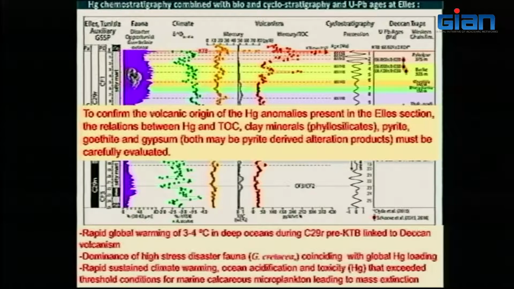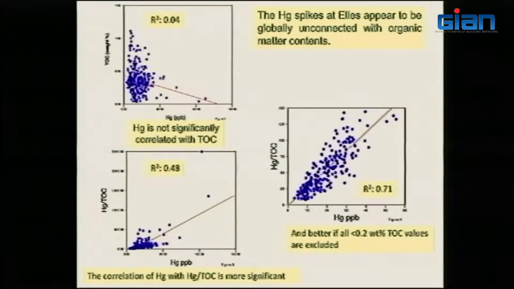In order to use mercury correctly, you really have to check that mercury is not linked to the presence of pyrite, organic matter, gypsum, goethite, everything which may amplify this signal and introduce artifacts in your curve. It's what we did. I won't go into details, but here you can see that mercury is not really correlated with TOC, so there is no problem. We can use it. The correlation of mercury with the normalized mercury is more significant, but this is quite normal.